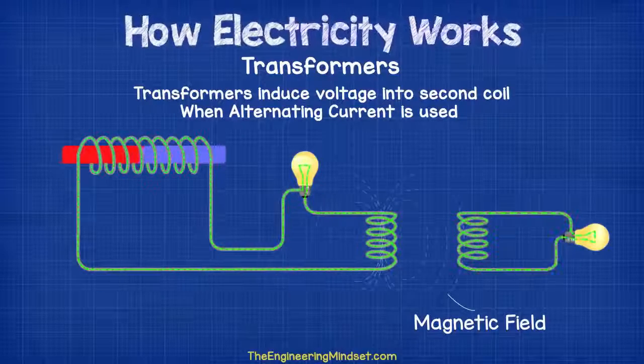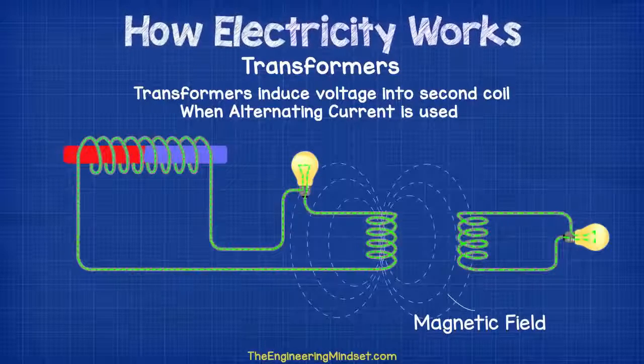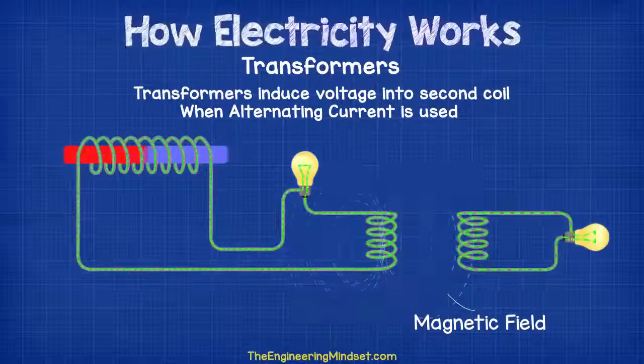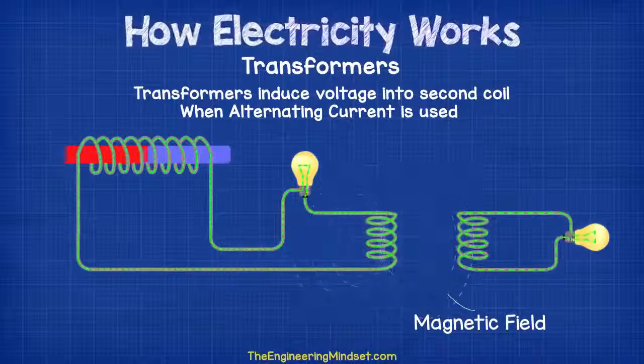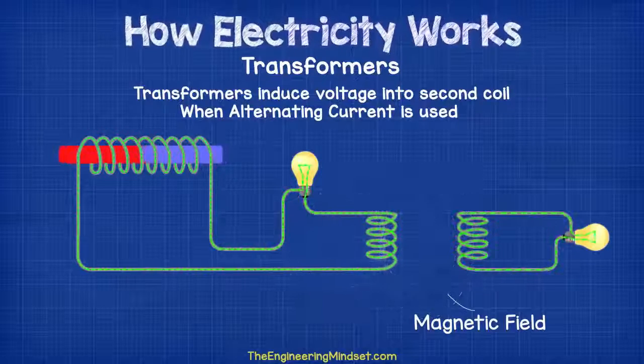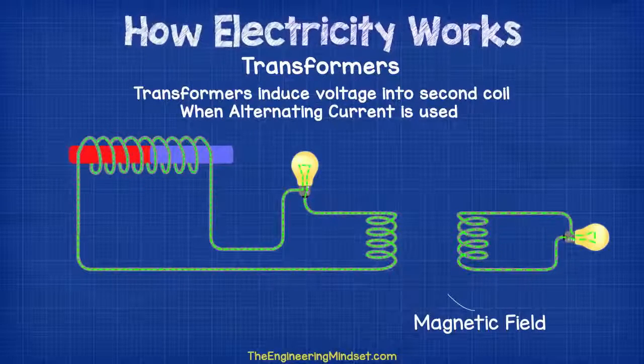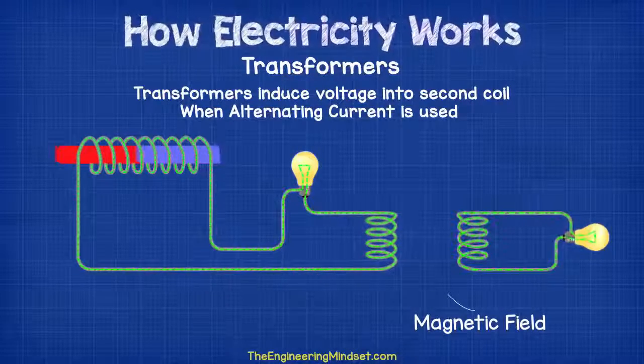Now what's important about the transformer is that we can increase or decrease the voltage between the primary and the secondary coils simply by changing the amount of coils on either side. Again, this is a subject all by itself, so we'll cover this in a more advanced video later on.